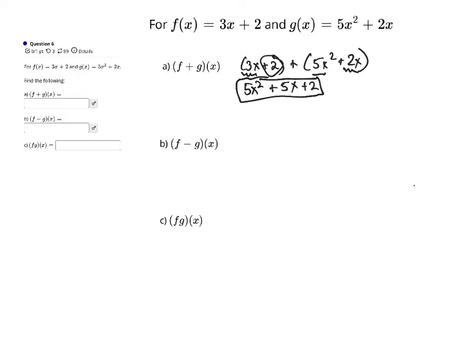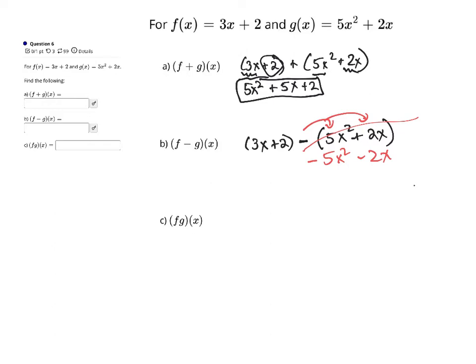Now, the next one is subtraction, and you want to be careful. It's the f first, the f of x, so we want to put the 3x plus 2 first, and then subtraction, and then the g of x, which is 5x squared plus 2x. And sometimes they'll change that order, so be careful there. Now, this does make a difference because this minus, remember, changes all the signs after it. So this is really negative 5x squared and negative 2x. So I like to go ahead and multiply, and then I like to mark that out so I don't make a mistake with it.